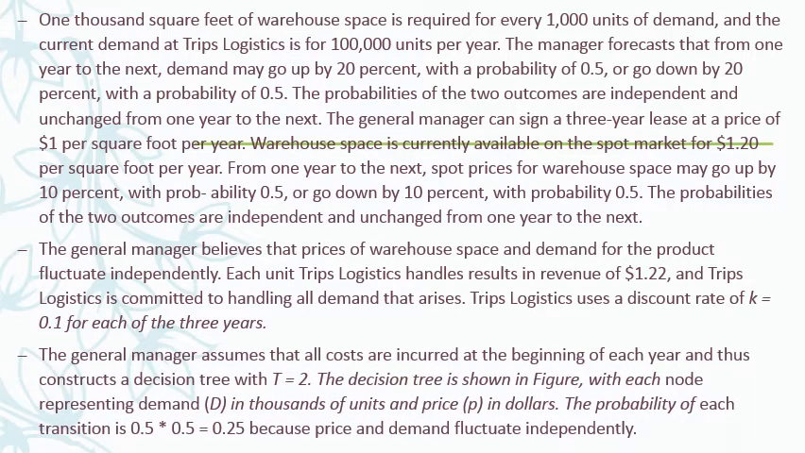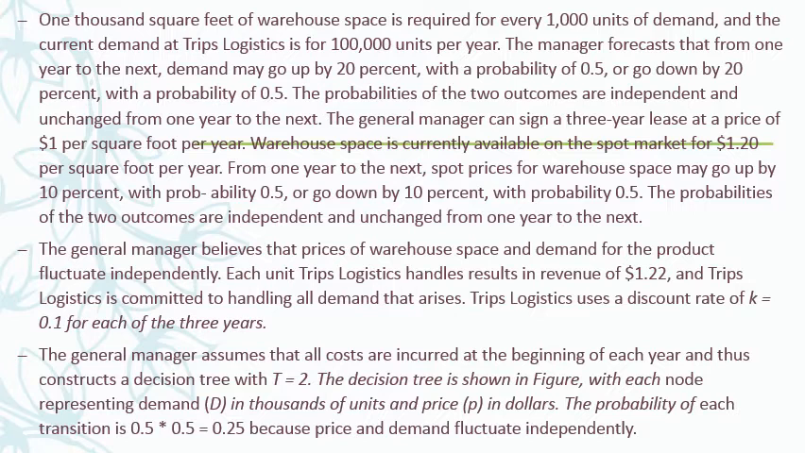The general manager assumes that all costs are incurred at the beginning of each year and thus constructs a decision tree with t equal to 2. So 0th year, first year, and the second year. D is the total demand and P is the price. The probability of each transition is 50% of 50%, because there are 4 combinations: 2 combinations with respect to change in demand and 2 with respect to change in prices. So 2 cross 2, totally 4 combinations are possible, each having a probability of 0.5 into 0.5, that comes out to be 0.25 or 25%.